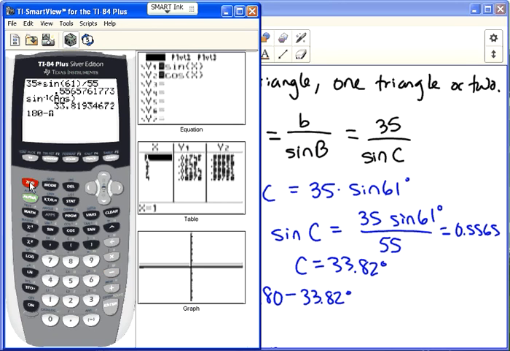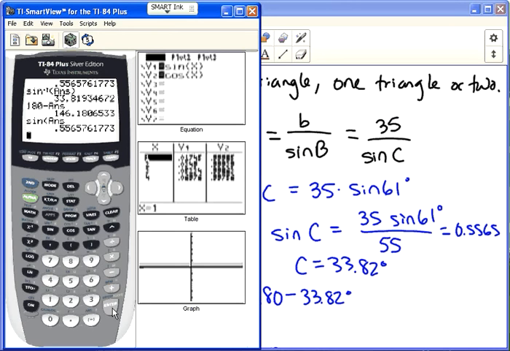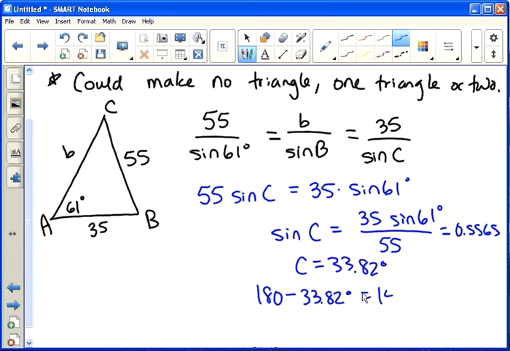Well, if you take the sine of 146.18, you'll notice it gives you the exact same thing we had up above. So there's really two different angles that this would work for. However, this won't work for our triangle, and here's why. If we were to plug 146.18 right here, we would have a problem.